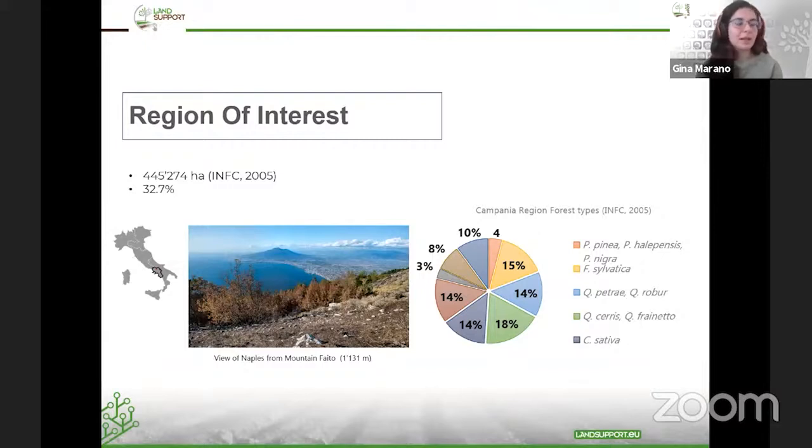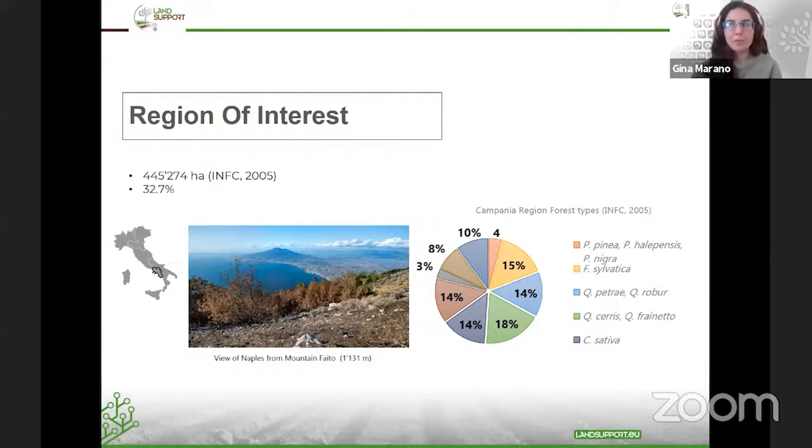We use this region of interest concept a lot in the Land Support Project. In this case, I used it for the Campania region, so the real region in terms of NUTS level understanding, so to speak.